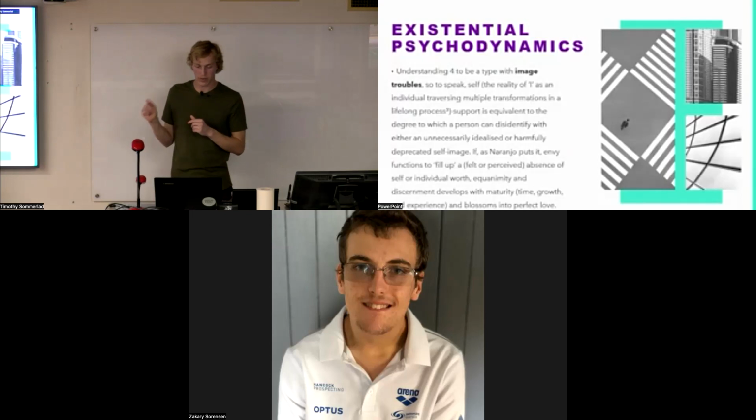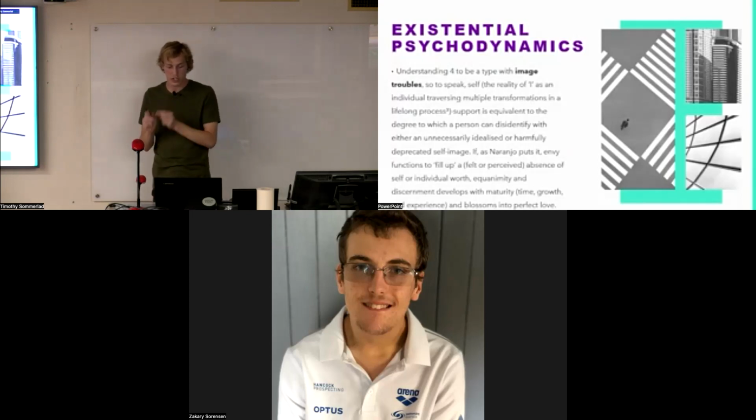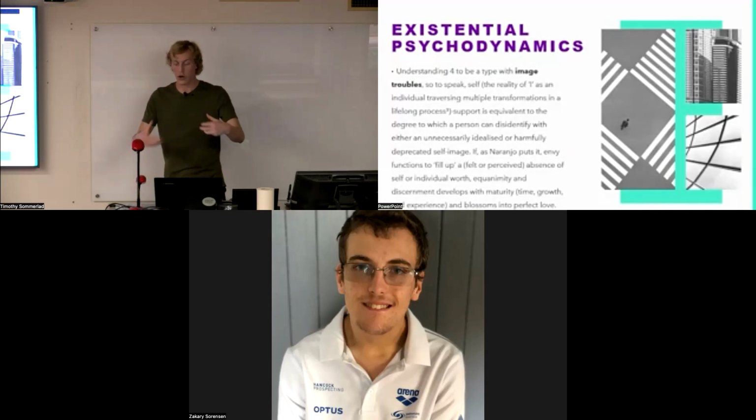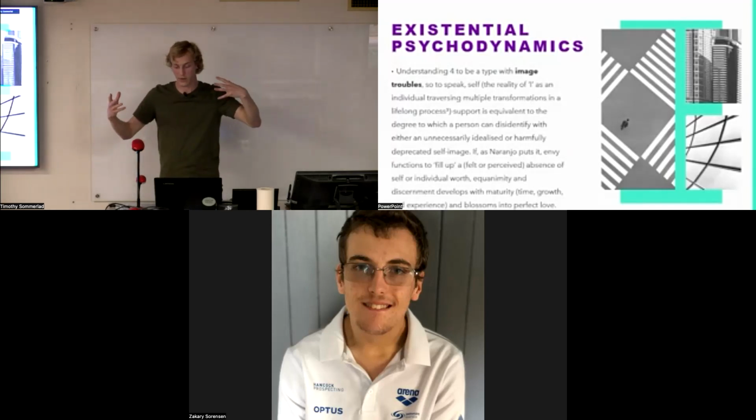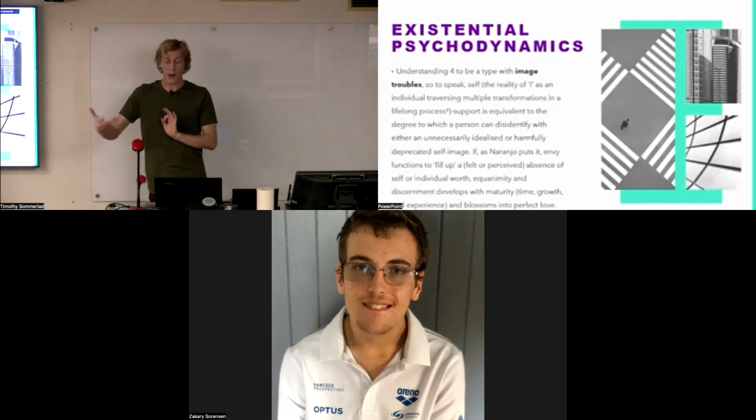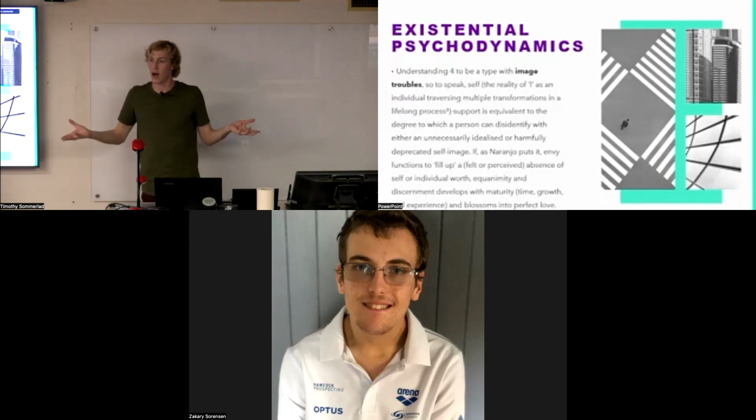So understanding 4 to be a type with image trouble, so to speak, self-support is equivalent to the degree to which a person can disidentify with either an unnecessarily idealized or harmfully deprecated, self-hating self-image. Both of those extremes are not going to be for the best for that person. If, as Naranjo puts it, envy functions to fill up a felt or perceived absence of self or individual worth, then the equanimity and discernment can develop with maturity, time, growth, and experience, and can blossom into a more true love for oneself and for life, really.